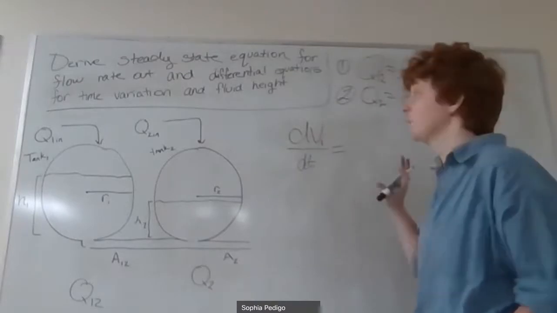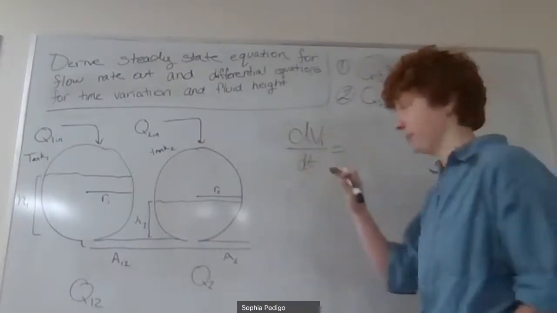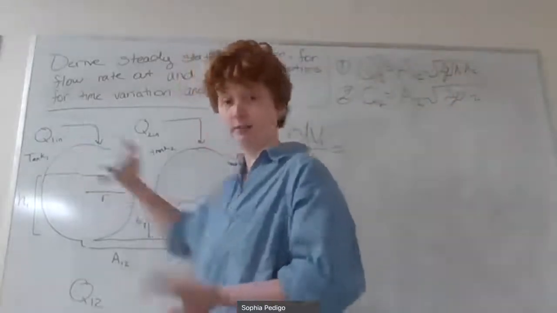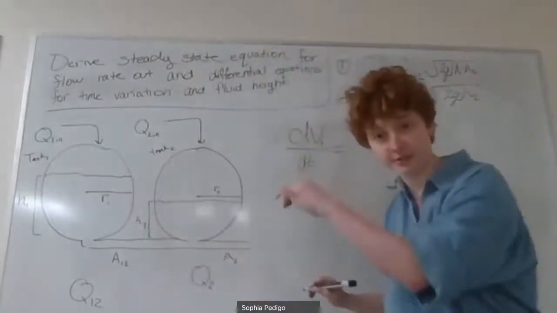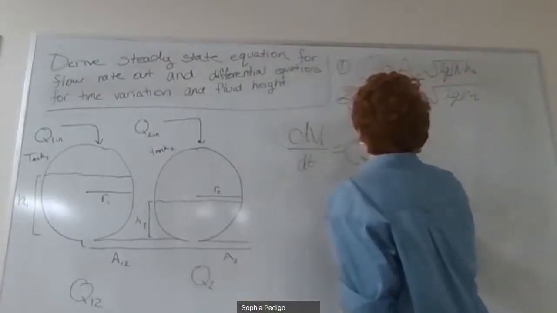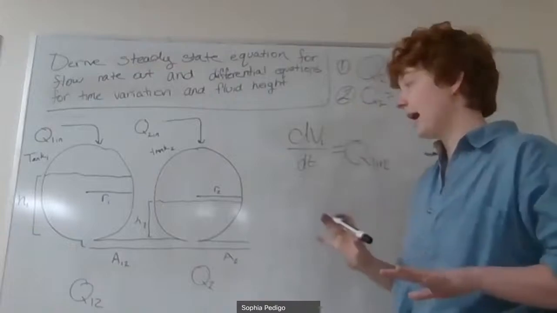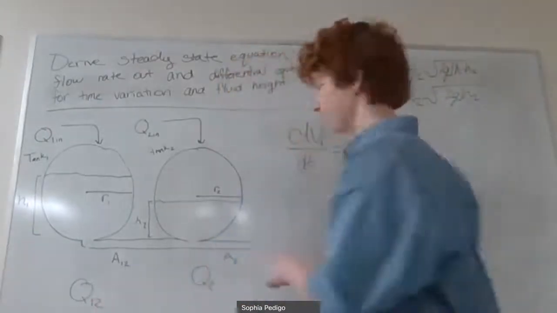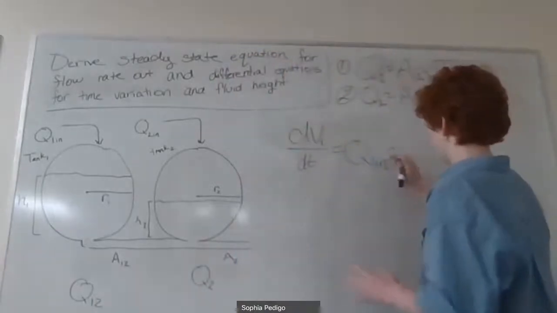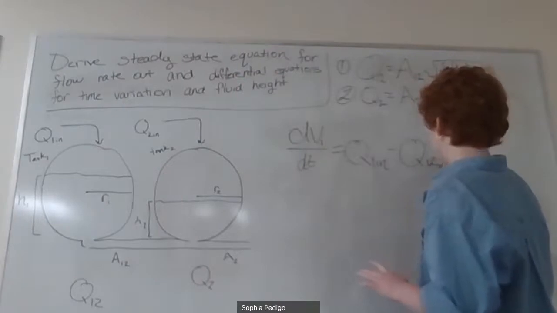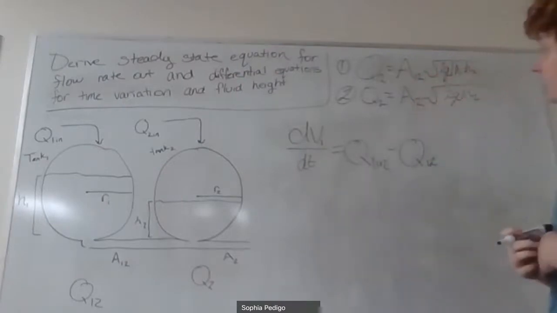And we know that there's a couple of flow rates going in and a couple of flow rates going out for the tank. Specifically, we have Q1N, so let's go ahead and write that down. It's going to be a positive number. It's going into the tank. And then we have a flow rate leaving the tank, specifically Q12. So we're going to subtract that. We're going to say Q1N minus Q12, right? So that's good.